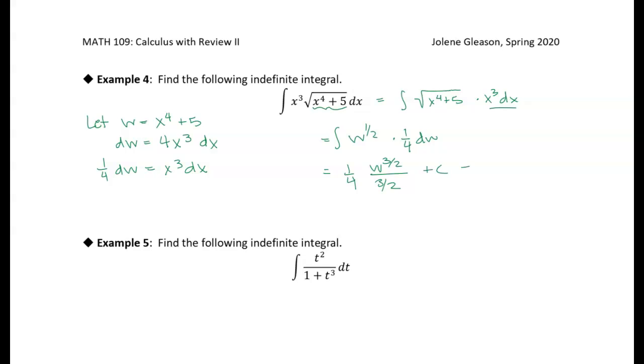If we simplify that, I get 1/6, because the reciprocal of 3/2 is 2/3, and then one of the 2's cancels. So we get 1/6 w to the 3/2 plus c. And then we just have to resubstitute. Our w is x to the fourth plus 5, so we have 1/6 times the quantity x to the fourth plus 5, to the 3/2, plus c. That's our final answer.